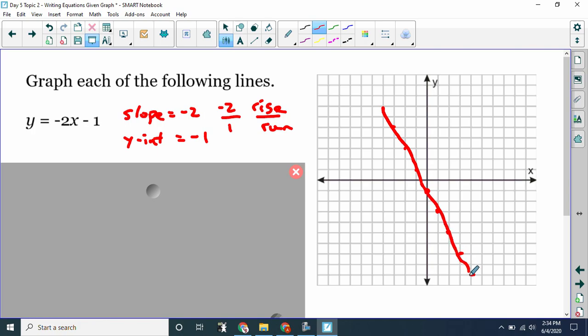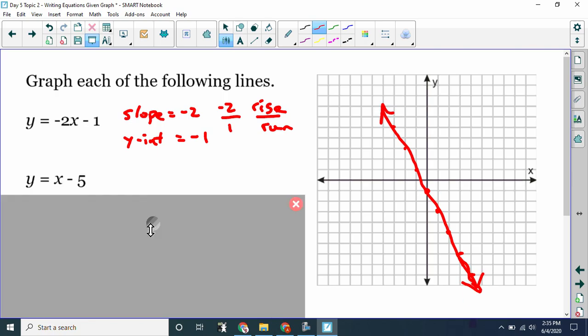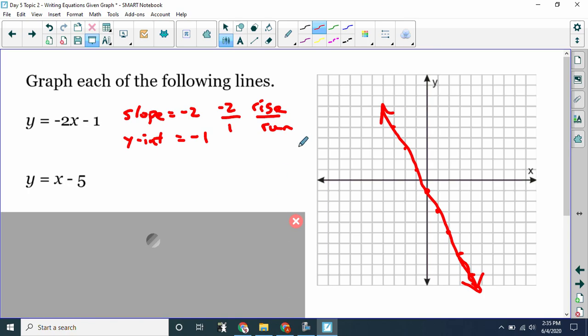It's not a very straight line. It's kind of hard to draw like this. There's that first line. Second line asks us to graph y equals x minus 5. So I think pretty clearly our y-intercept is negative 5.